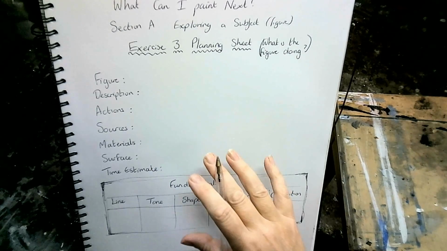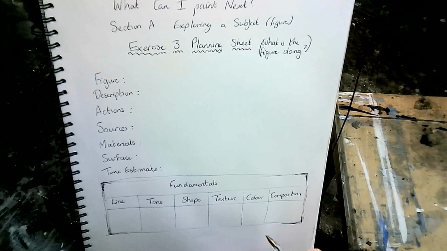Whilst I'm looking at a figure, I'm not going to paint it exactly as it is. I'm going to be changing the background slightly, changing the atmosphere about it, maybe changing the colour scheme so it doesn't have a blue sky, because I want to capture more of the atmosphere. I'll explain what I'm doing using a planning sheet. So here we go. Exercise 3 planning sheet.